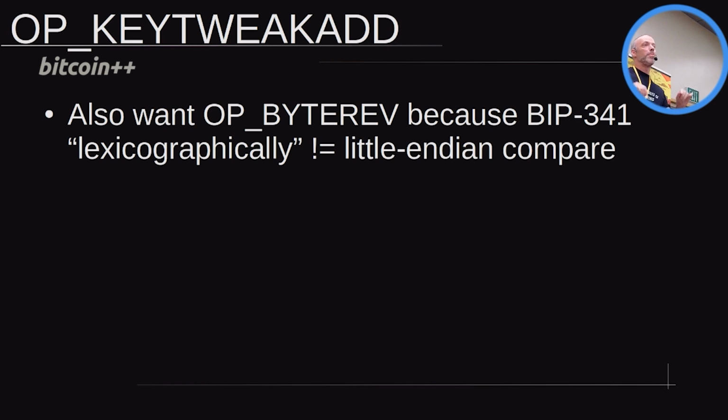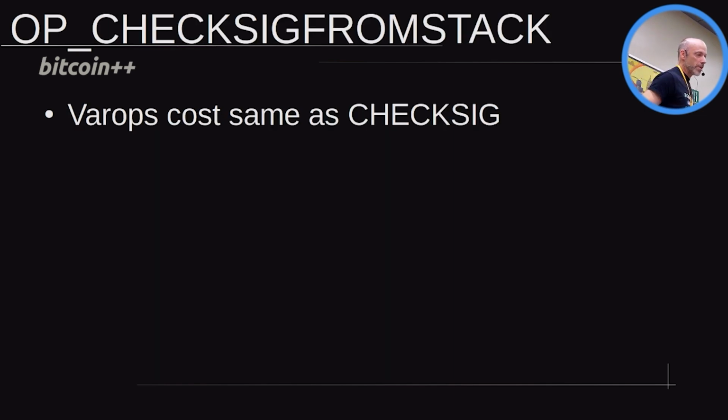And because taproot trees are sorted lexicographically, that turns out to be exactly the opposite of what we do, because we're little endian. So you do need some way of doing a BIP 341 style compare. The best way I can think of to do that is to have a byte reverse that switches your endian, so you can switch the endian of the two of them and do a compare like normal. We could change that, but we were not going to.